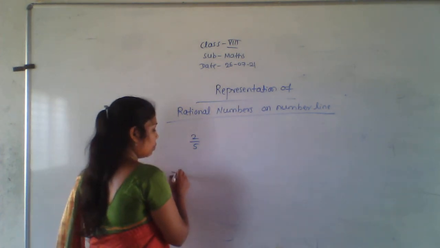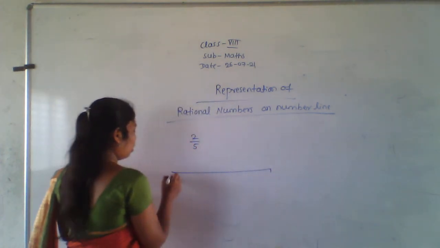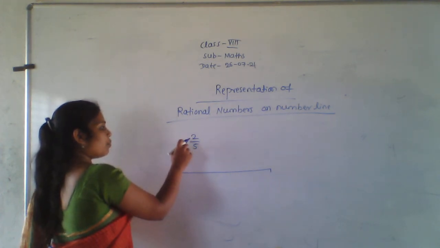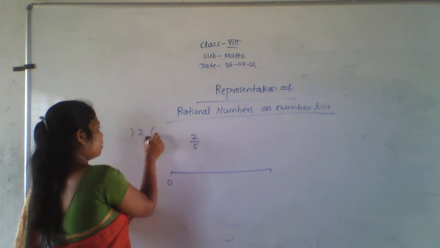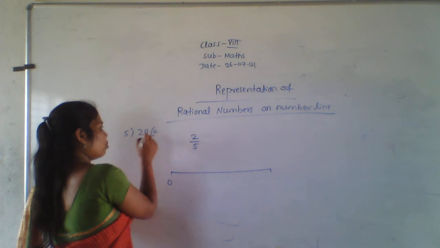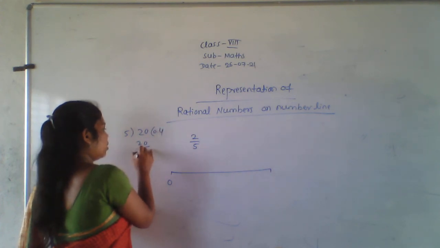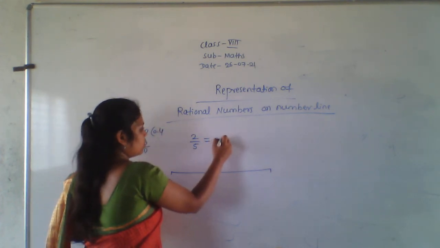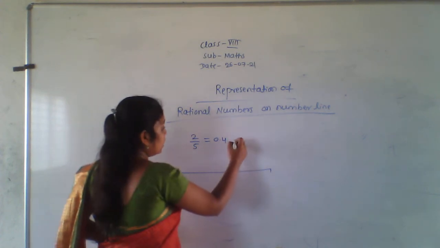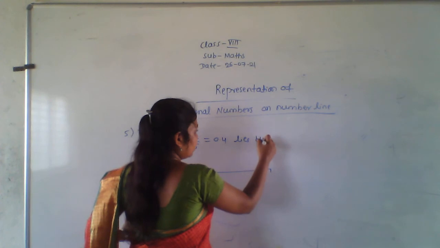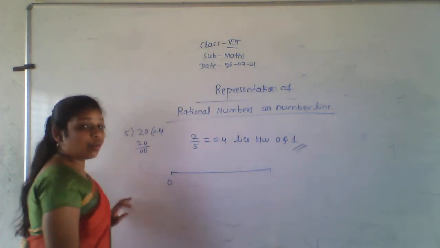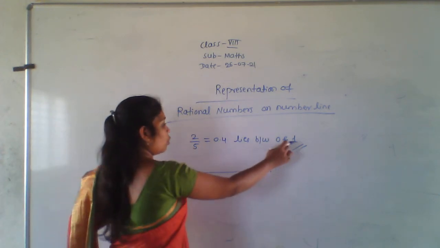First draw one number line here. Start with the 0 here. So what is this value? First divide. 5 4s are 20, right? So what is the answer? It is 0.4. Between which numbers does 0.4 lie? It lies between 0 and 1. So 0.4 lies between 0 and 1.